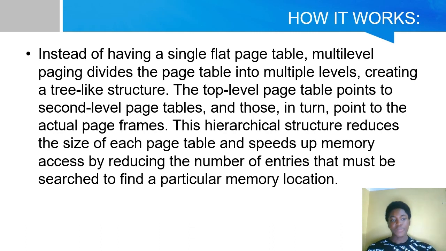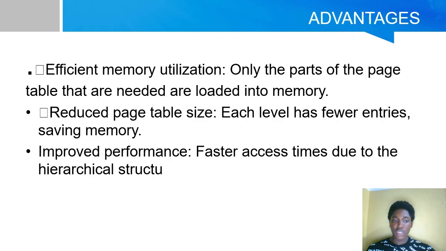How it works. Instead of having a single flat page table, multi-level paging divides the page table into multiple levels, creating a tree-like structure. The top level page table points to the second level page tables, and those in turn point to the actual page frames. This hierarchical structure reduces the size of each page table and speeds up memory access by reducing the number of entries that must be searched to find a particular memory location.